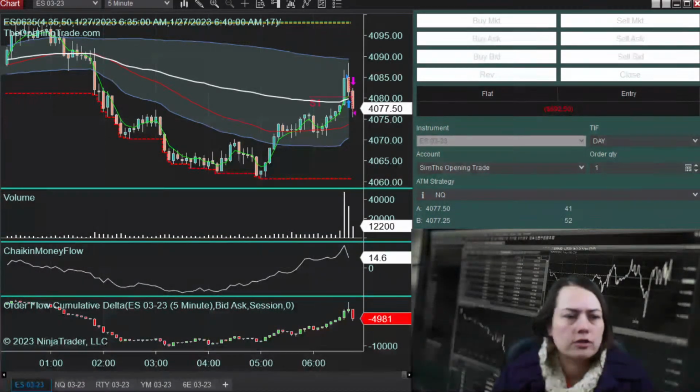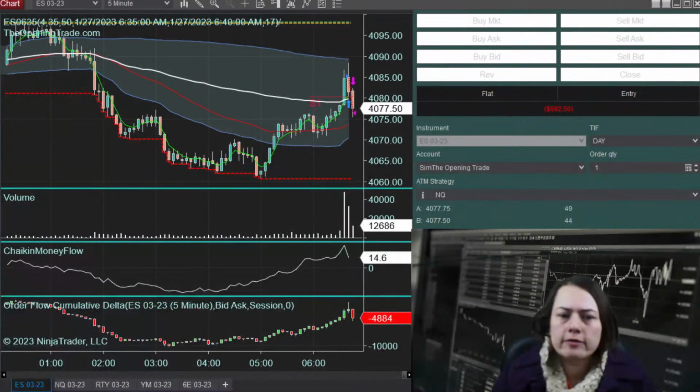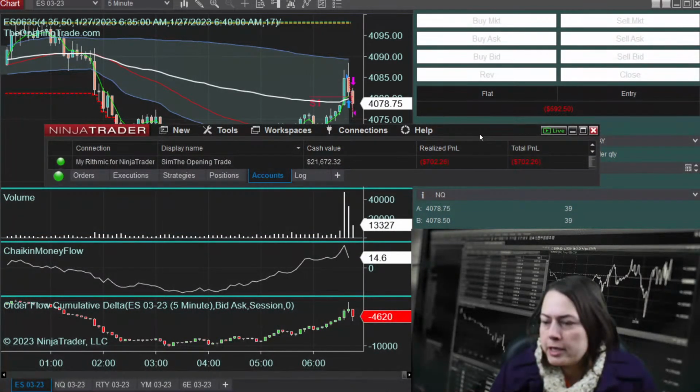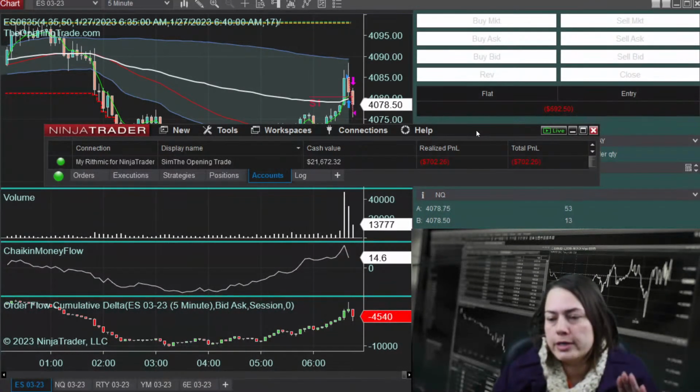So now let's take a look at our simulated account balance after we have paid the fees. So you always have to pay your fees. Your fee schedule is individual to your account based on your provider. So make sure.